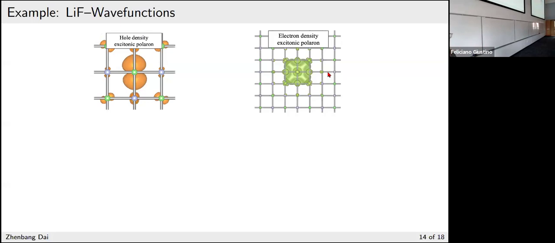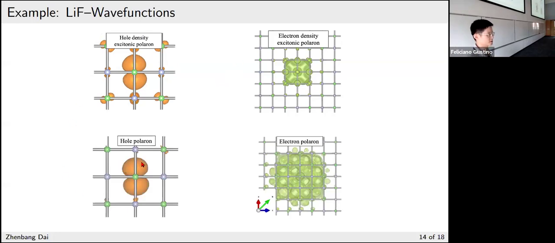And to get more ideas about these 2 objects, we can compare them to the charged polarons, like independent charged polarons, respectively. So here is the independent hole polaron, and here is the independent electron polaron. And you can see that the hole density of the exciton-polaron is very similar to the hole polaron, whereas the electron polaron is much more delocalized than the electron density of the exciton-polaron.